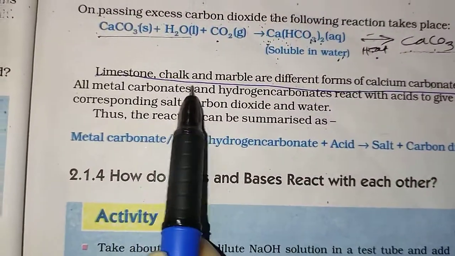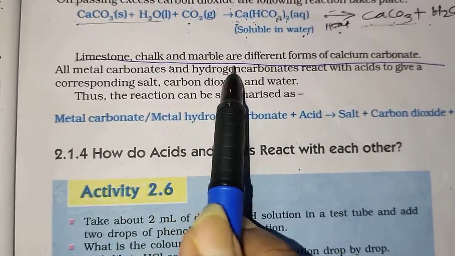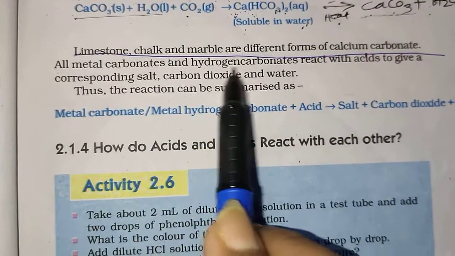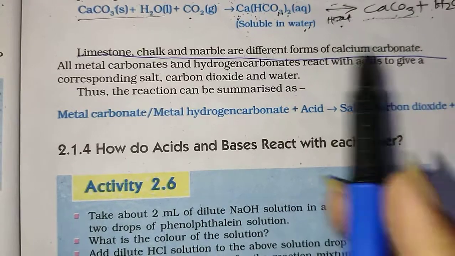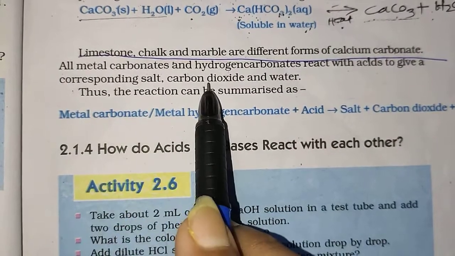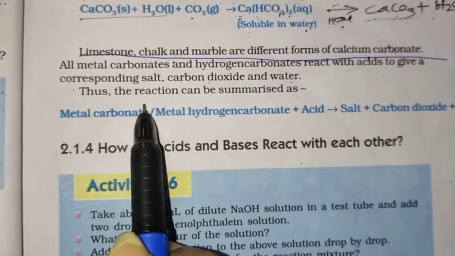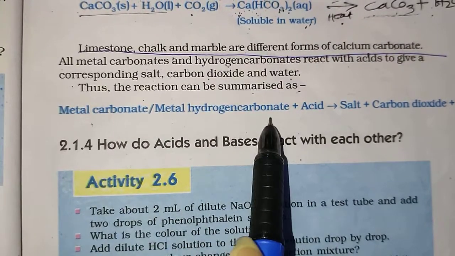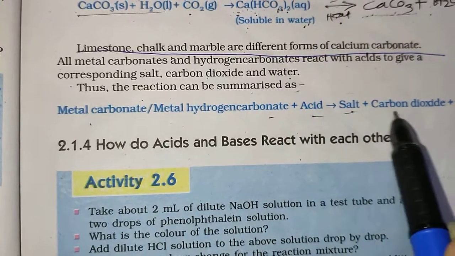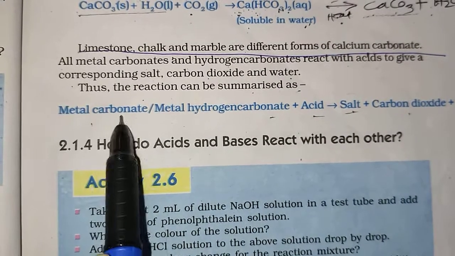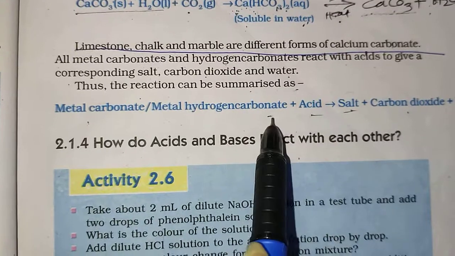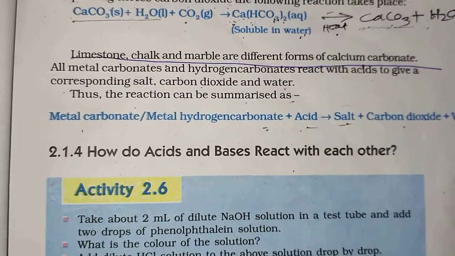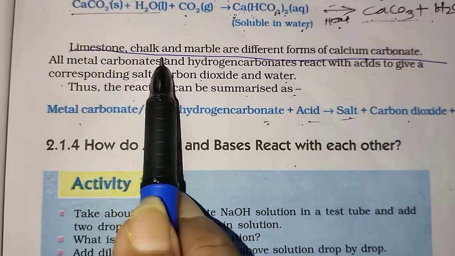Limestone, chalk and marble are different forms of calcium carbonate. All metal carbonates and hydrogen carbonates react with acid to give the corresponding salt, carbon dioxide and water. Thus the reaction can be summarized as: metal carbonate or metal hydrogen carbonate reacts with acid to form salt, carbon dioxide and water.